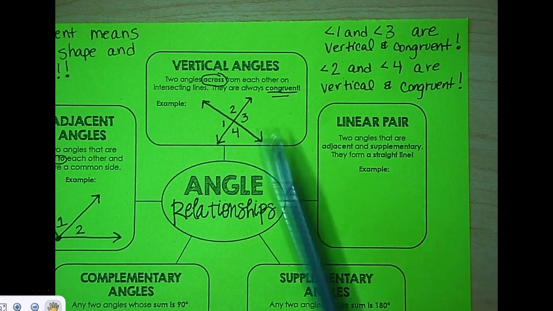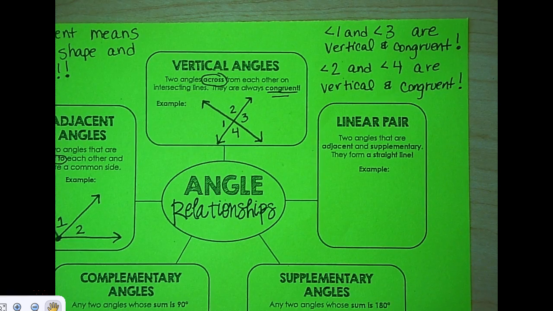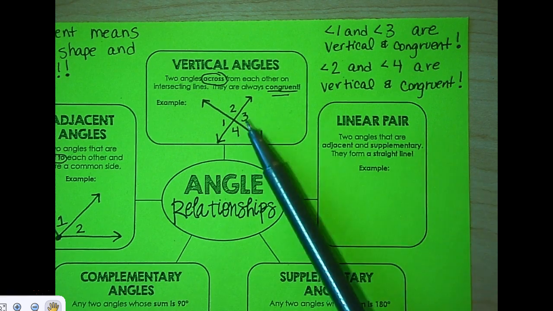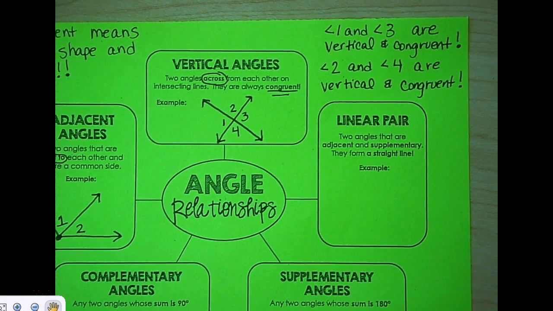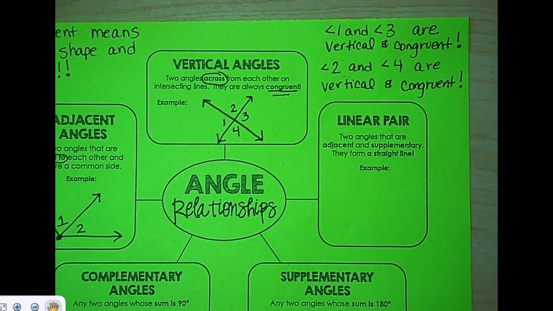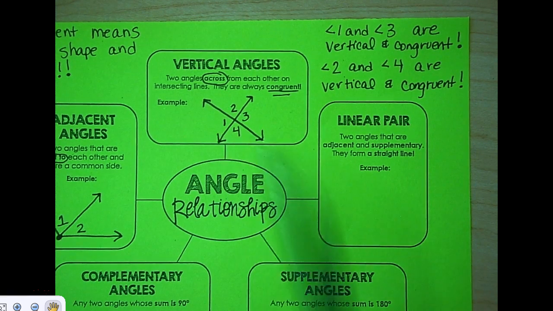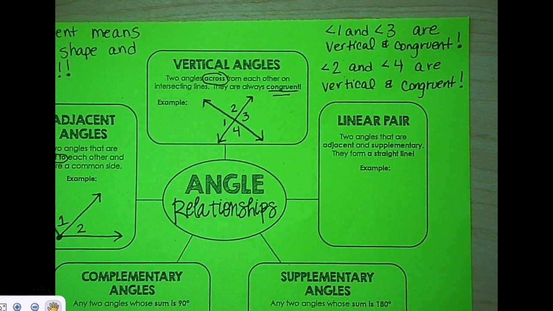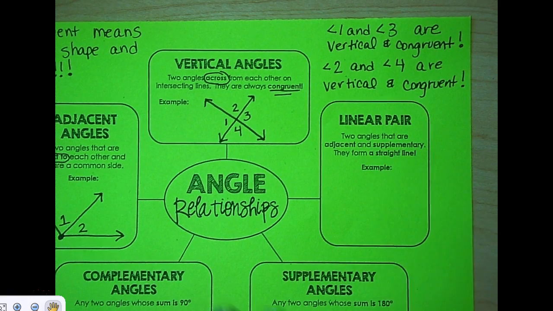So looking at this same picture, can anyone tell me a pair of adjacent angles? Looking at this same picture, I need a pair of adjacent angles. Alexis? 3 and 4. 3 and 4 are adjacent. Someone tell me another pair of adjacent angles. Which ones? 1 and 2 are adjacent. There's another set. Autumn? 1 and 4. And one more? 2 and 3, right? Next door neighbors that share a common side. Okay? All right. Moving on.